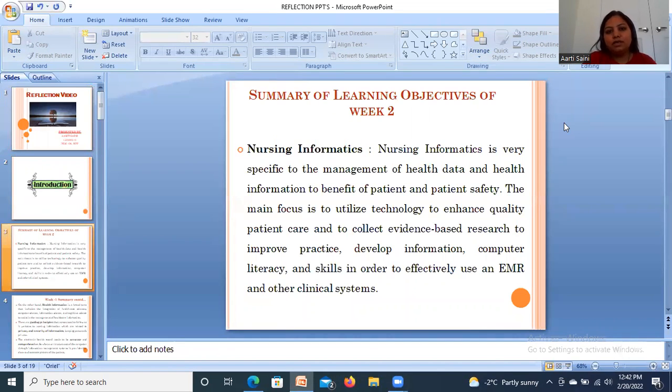What is the difference between the nursing informatics and the health informatics? So the nursing informatics is mainly focusing on maintaining or managing the health data and the health information for the benefit of the patient and patient safety. And the main focus of nursing informatics is to utilize the technology to enhance the patient care and to collect the evidence-based research to improve the practice, develop information, computer literacy, and skills in order to effectively use the electronic medical record system and other clinical systems.